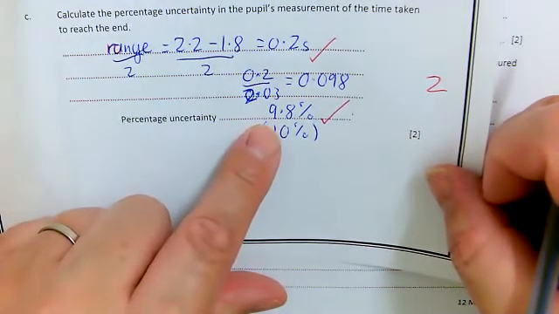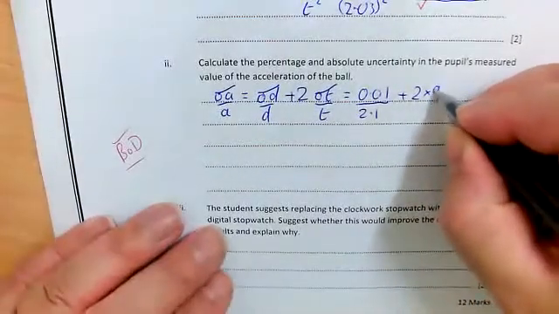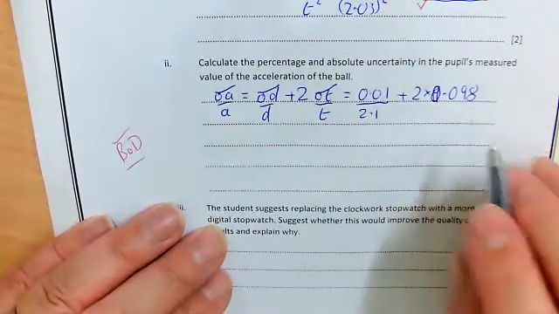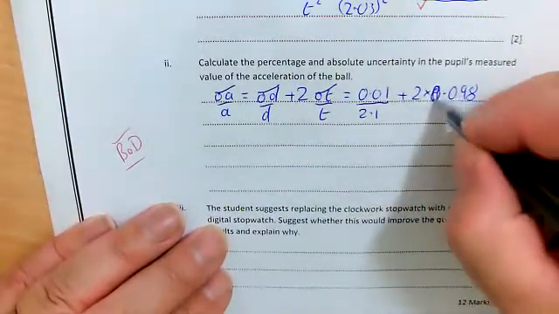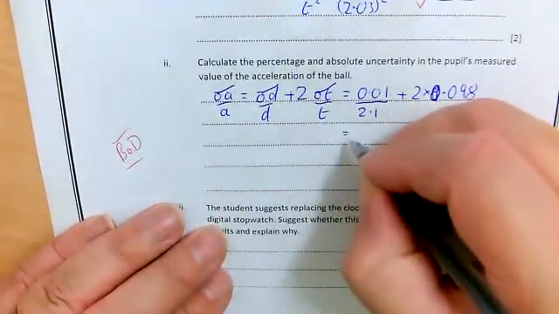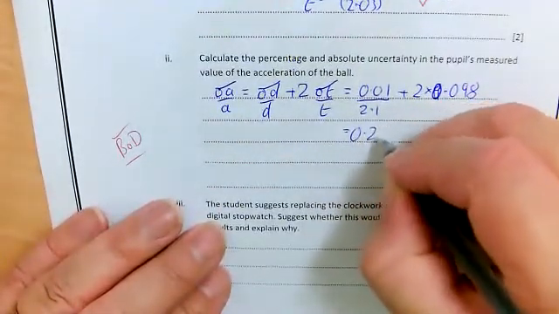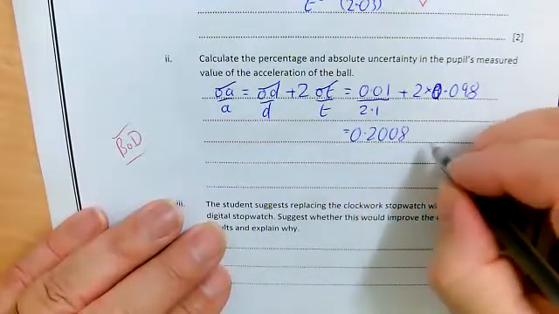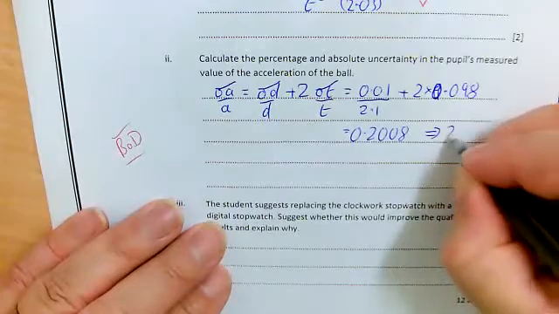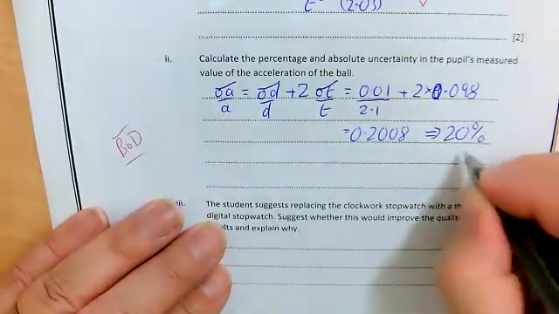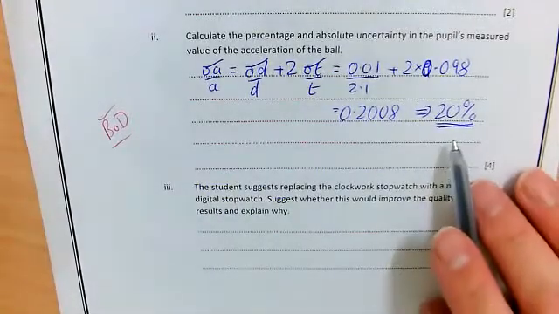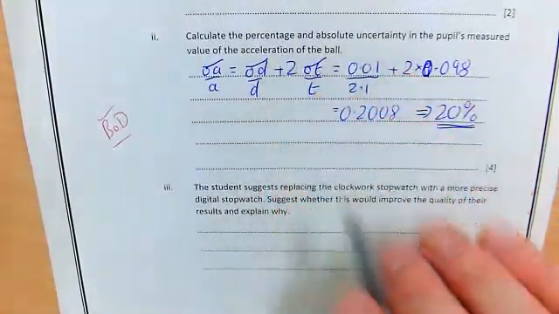So my uncertainty was 9.8%, okay? So it's 2 times 0.098. Again, if you put 0.1 there, that's absolutely fine. You end up with a value of 0.2008, which is a percentage uncertainty. So that implies 20% uncertainty. Okay. So once you've implied a 20% uncertainty, I'm going to double underline that because it is one of the answers I'm required to give.